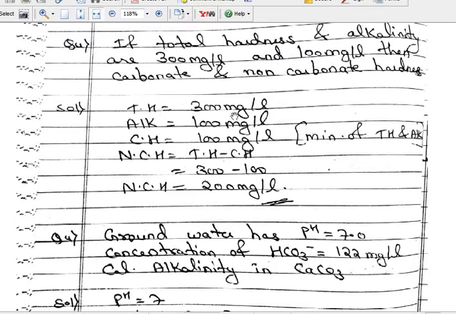So total hardness is given, alkalinity is given. Carbonate hardness is the minimum of total hardness and alkalinity. So of course out of 300 and 100, 100 is the smaller value. So CH is 100 mg per liter. So NCH is equal to total hardness minus CH. So 300 minus 100, so it is 200. So very simple thing.